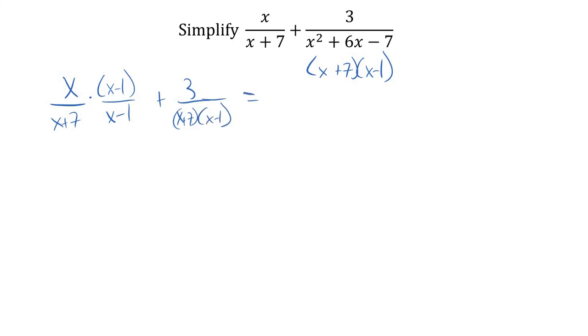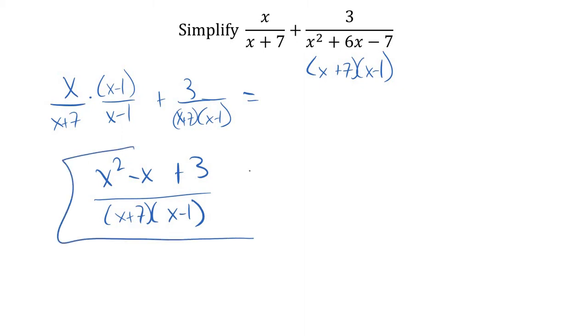And so x times x minus 1, that would be x squared minus x plus 3 all over x plus 7 and x minus 1. And again, nothing else I can do to it, so I just go ahead and leave it like that. So finding these common denominators sometimes can be a little tricky. Factor, see what they have in common. It just takes practice, okay?